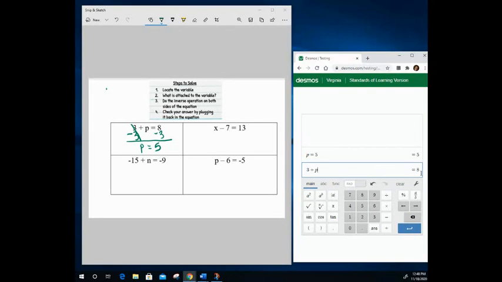Now I'm going to make sure that I clear everything out in my Desmos since I've checked my answer. So I'm going to hit clear, and then I'm going to hit clear all so that it's not still saying that p is equal to 5.